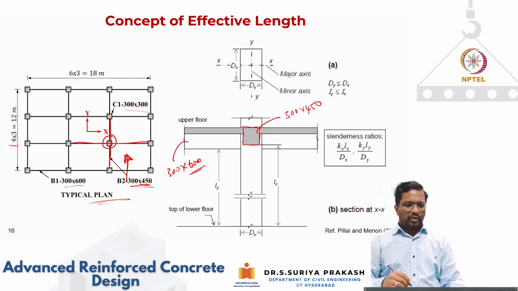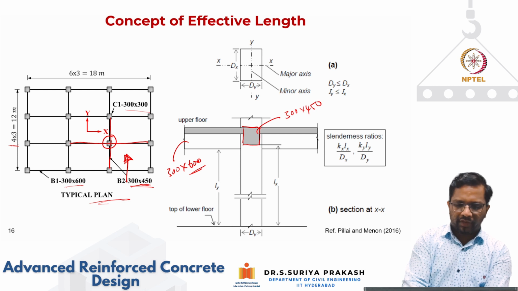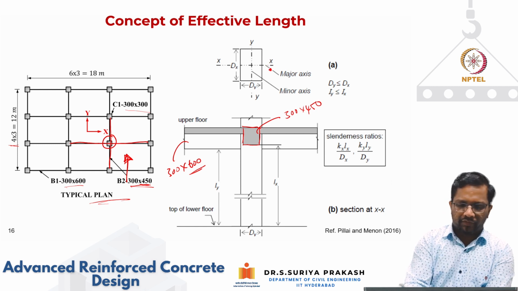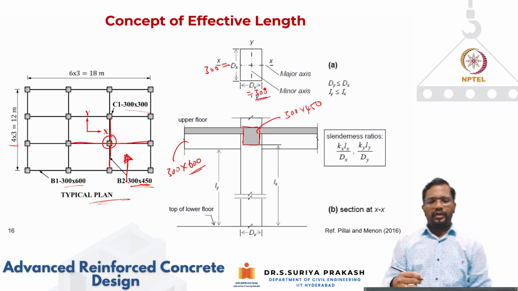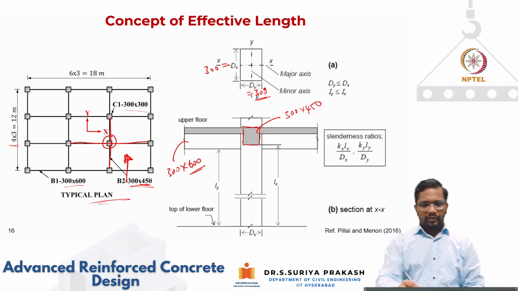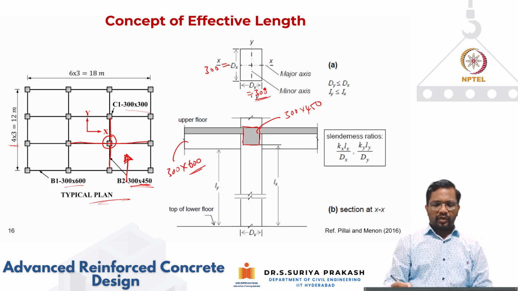And this beam, when you look at it in the x direction, for this column, dx is also 300, dy is also 300 because it is a square column. But you can have different directions also, right? So for this column, what would happen to this?